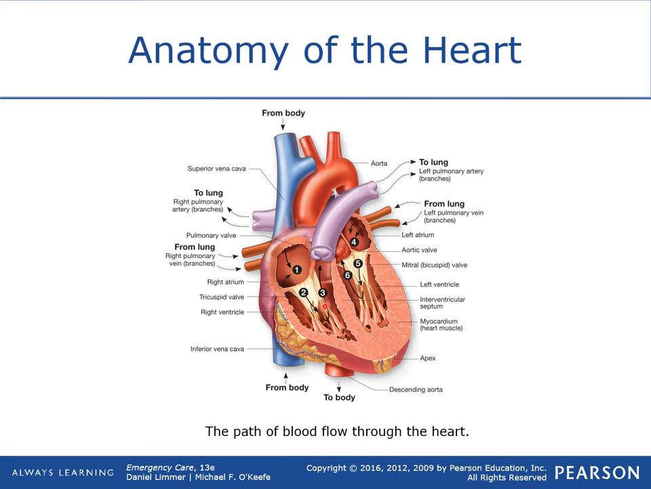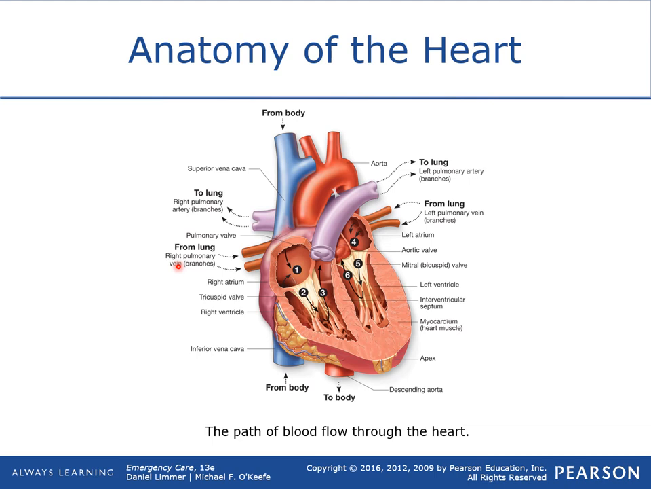From your right ventricle, blood is then pushed out through your pulmonary arteries. You can see we have our right pulmonary artery right here, and our left pulmonary artery right here. It goes through your pulmonary valve to get there. I always forget about the pulmonary valve. So right ventricle through the pulmonary valve, which is easy to remember, into your pulmonary arteries. Now your pulmonary arteries bring blood to your lungs.